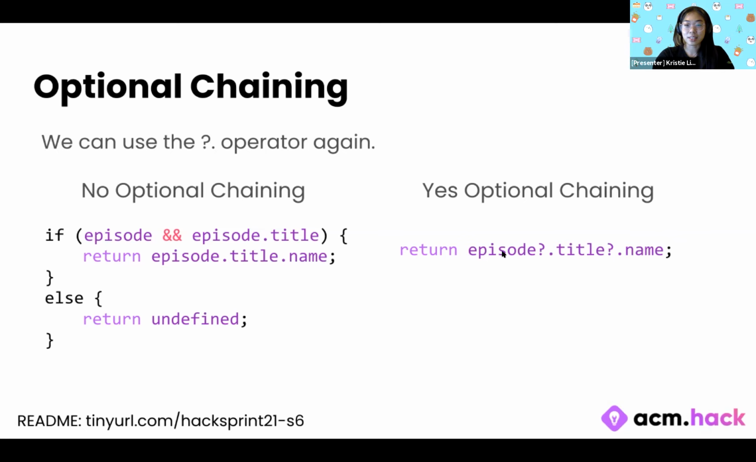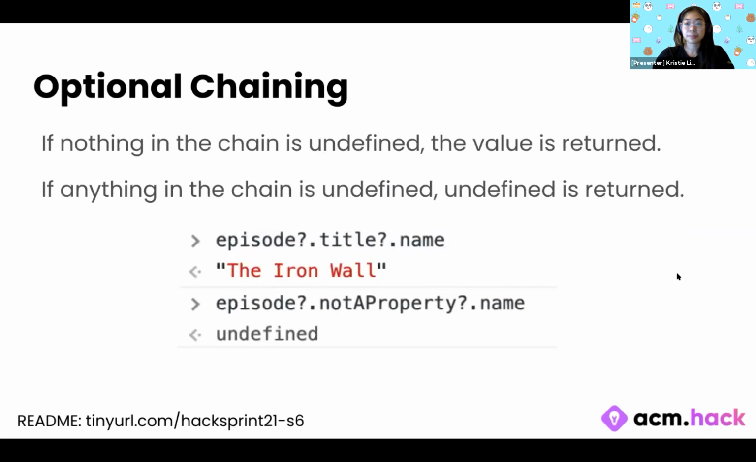You just do return episode?.title?.name. Yeah, so the rule is if nothing in the chain is undefined, the value is returned as normal. But if anything in the chain is undefined, then undefined is returned.